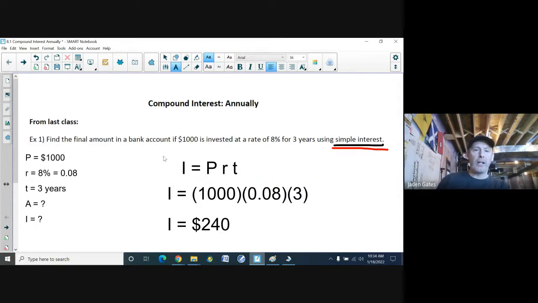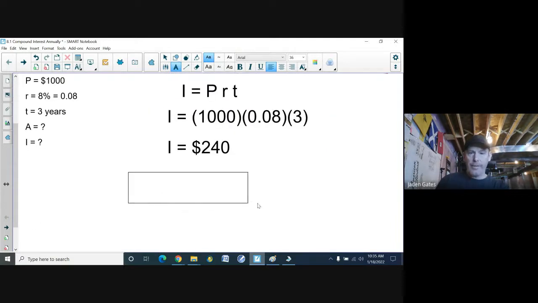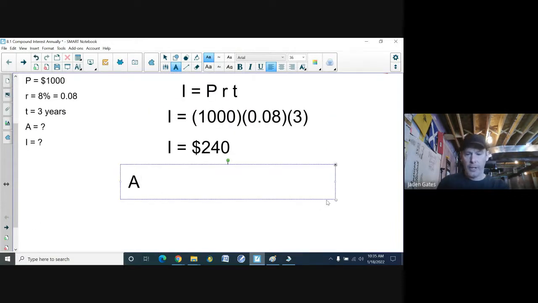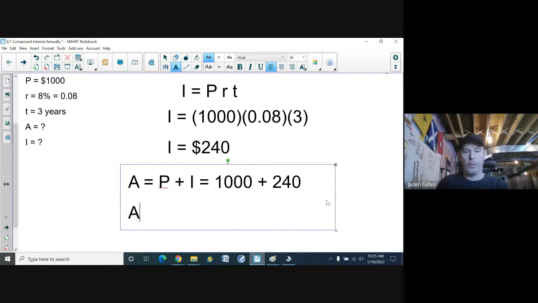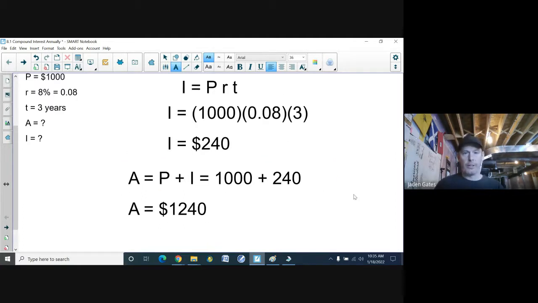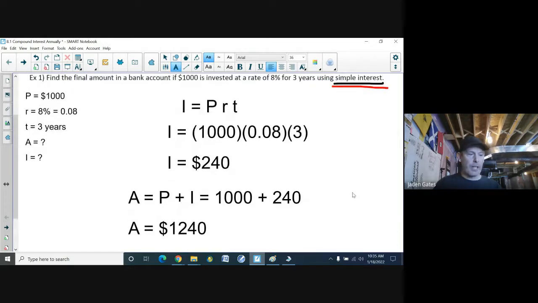Now, that's not what it's asking. It says the final amount in the bank account. Again, the final amount in the bank account is your principal, the money you put in there, plus the interest that you made on that money, if you're investing, of course. So our principal here was $1,000, plus we made $240 in interest. So a grand total, what's going to be in the bank account is, add those numbers up, $1,240. All right, so that was simple interest.